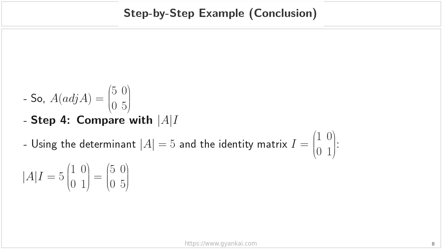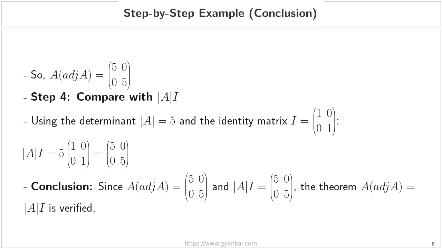To see if our theorem holds true, we need to calculate the right side of our formula, which is the determinant of A multiplied by the identity matrix. Recall from our earlier steps that the determinant of A, or |A|, is equal to 5. We also know that the identity matrix, I, is a standard 2x2 matrix with 1s on the main diagonal and 0s elsewhere. When we multiply this scalar value of 5 by the identity matrix, we distribute the 5 to every element inside the matrix. This gives us a new matrix where the diagonal elements are 5 and the off-diagonal elements remain 0. So, looking at both sides, we can reach our conclusion.